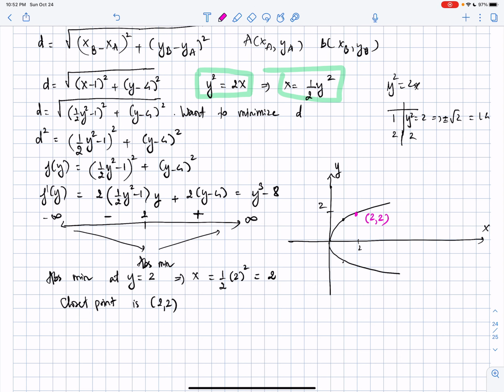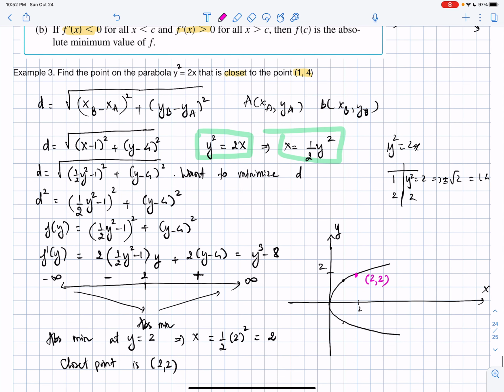It will be closest to the point (1, 4). So let's plug in the point (1, 4). So this is the point (1, 4). Okay, so we say that the distance from (1, 4) to (2, 2) will be the closest, since (2, 2) is on the parabola.